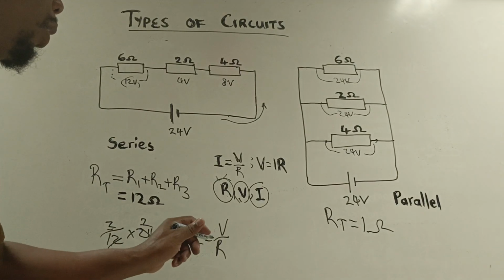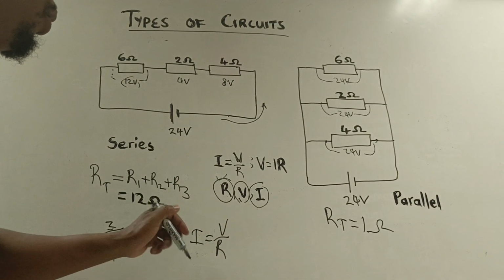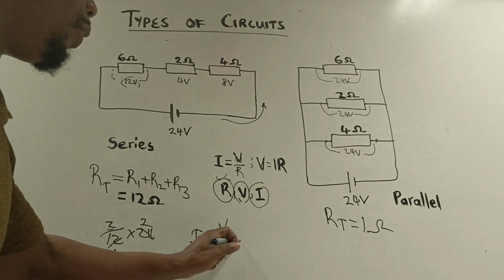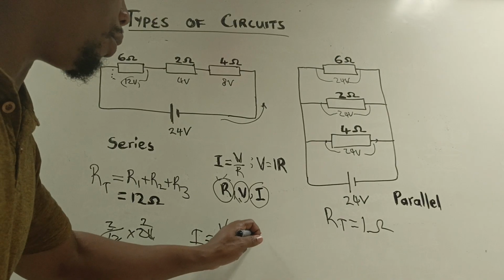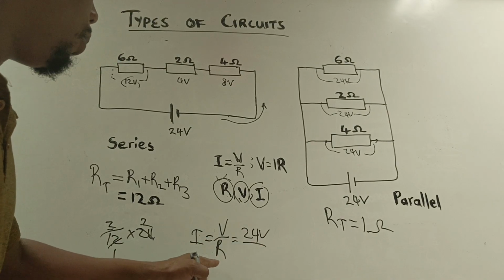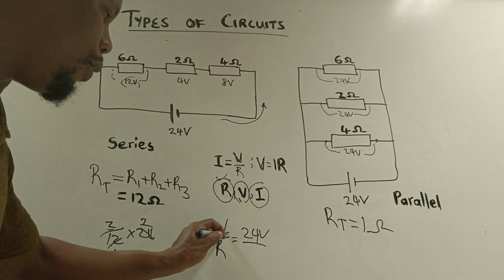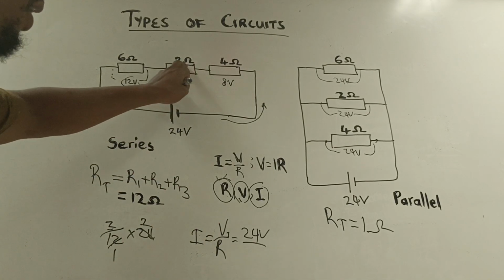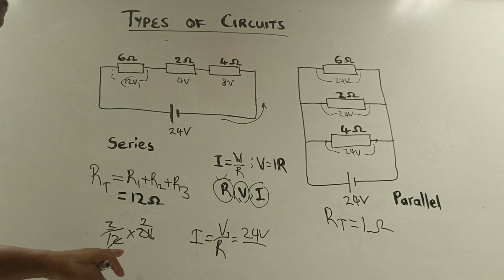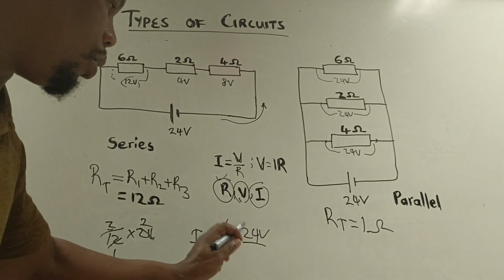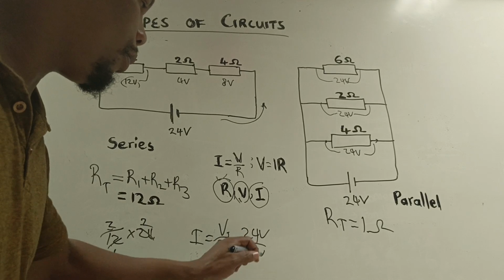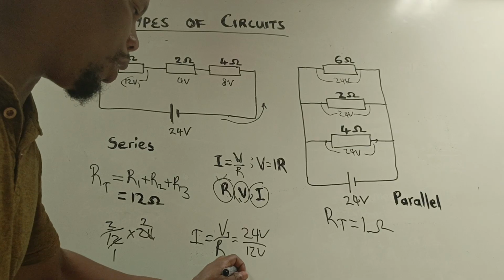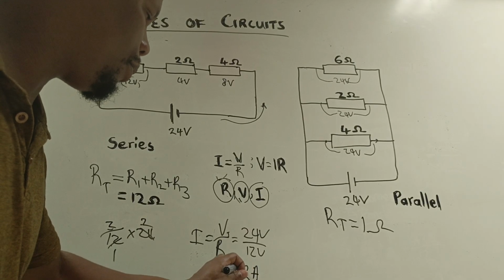What we are going over: if you are going to use the total voltage, the total voltage is 24 volts divided by the total resistance, which is 12. So 24 divided by 12 is 2 amps. The answer is 2 amps.